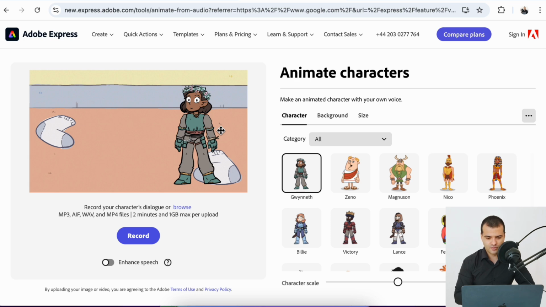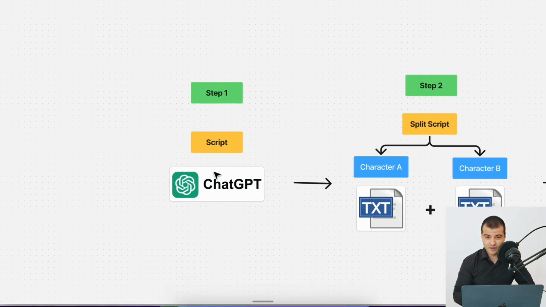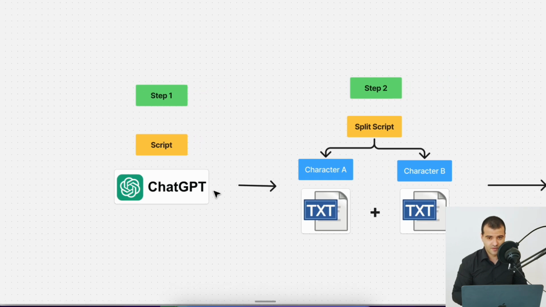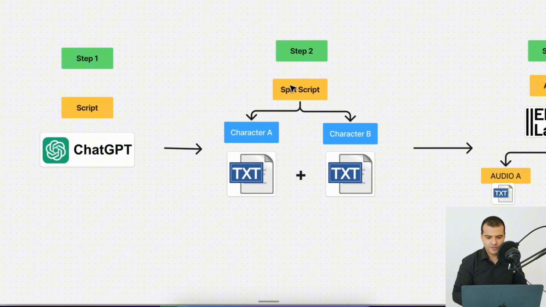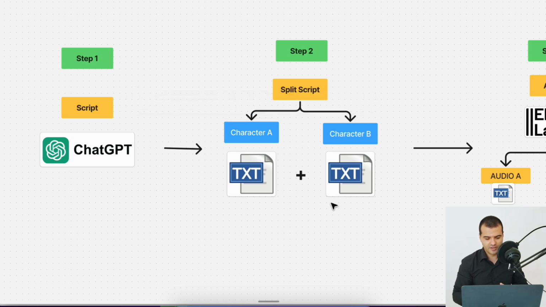What you need to do then? Well, I will show you what you need to do. Well, the first step is you have to create the script in ChatGPT, for example, for the topic you want. Then, because it's a conversation and it's a dialogue, you need to split the script into character A and character B. This is manual work for now. I will show you what I mean.